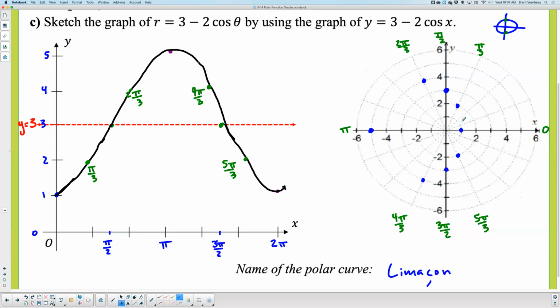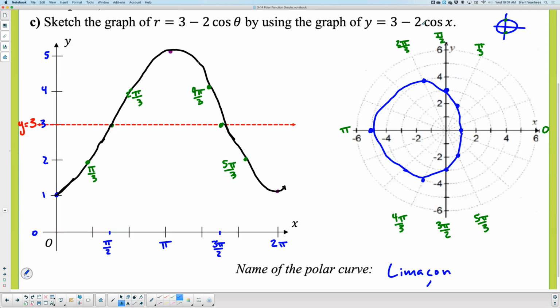So you'll notice this one, what it does is it's really flat in here. But out here, it really widens out. What they call this one is, sometimes they call it a dimpled limacon. Other times they'll call it a convex limacon. But either way, it's a limacon, but it does not have the inner loop.